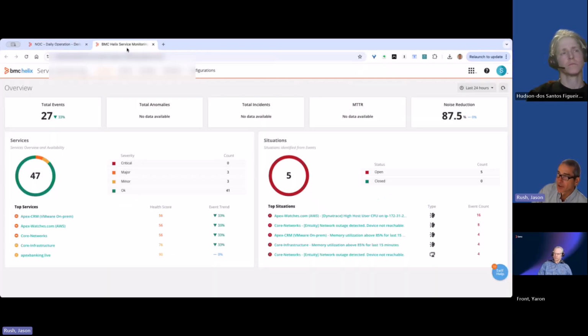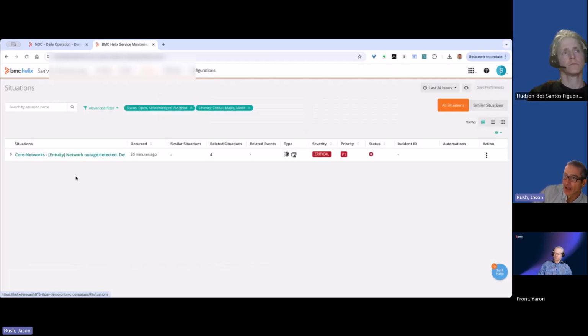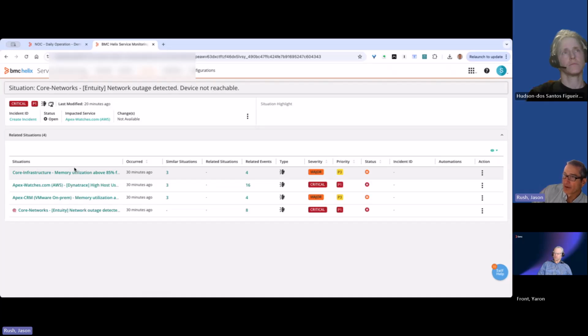And then as we go into AIOps, you have two ways that you can utilize the tool. You can use service health or you can use situations. Situations is what we've been talking about, where if you have an outage, you get this in place. The one thing that's great, which is not showing here, is best action response. I do have a screenshot I can show you on that too, Yaron, if we want to go back to that.